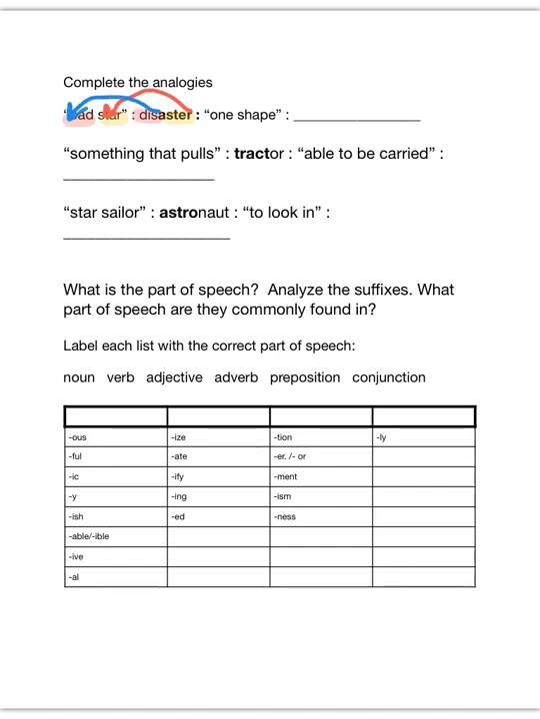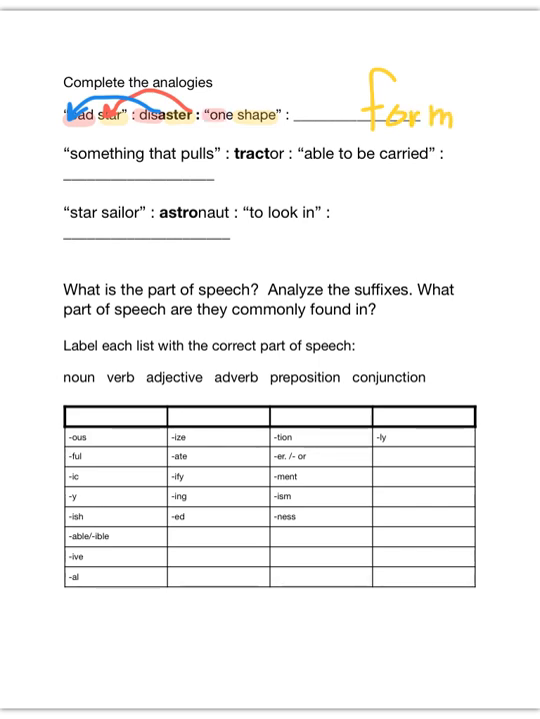So the word disaster actually has the origin of meaning bad things happen because of bad stars. So bad star is to disaster. And then we're going to look at the next one, one shape. So again, we want to find a Latin or Greek root that means the same thing as shape. And I know from our past studies that the Latin root that means shape is form.